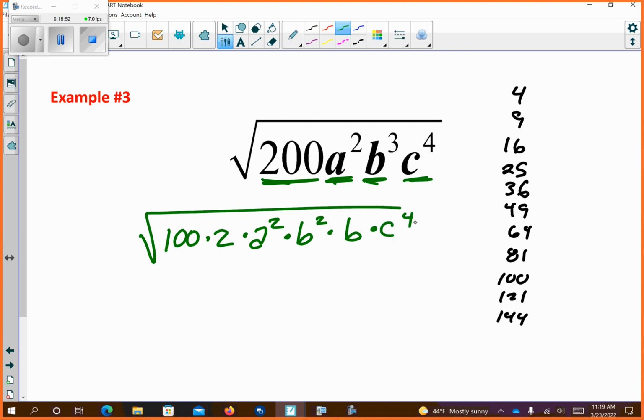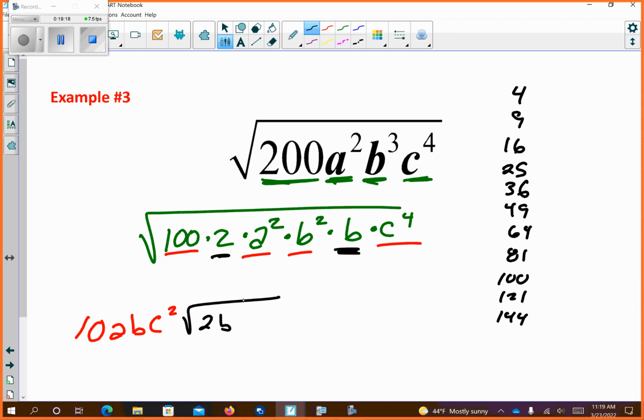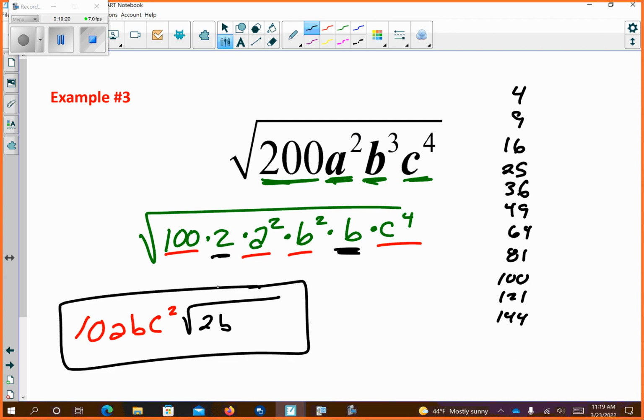All right, let's do our square root. What's the square root of 100? 10. What's the square root of a squared? A. What's the square root of b squared? B. What's the square root of c to the 4th? C to the 2nd. Are there items left behind? A b. Anything else? A 2. So 2b. There's my answer. Seem okay?